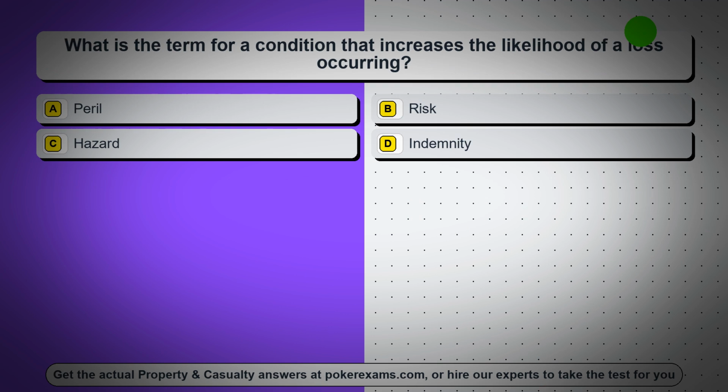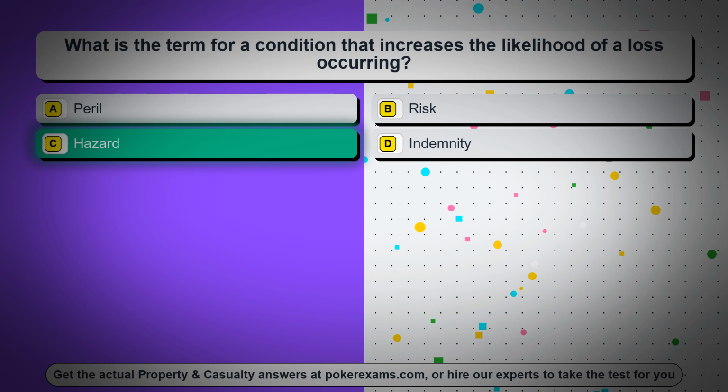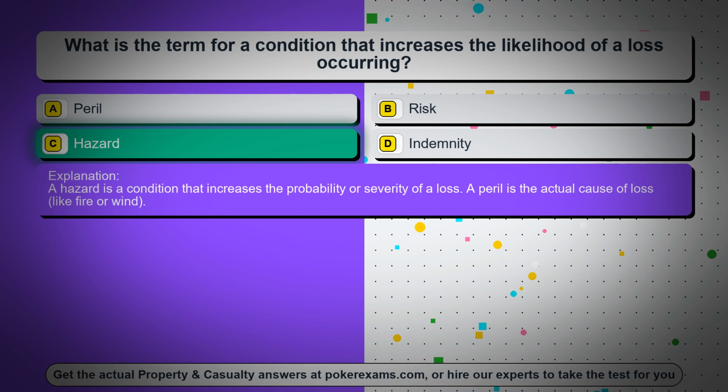Question 33. What is the term for a condition that increases the likelihood of a loss occurring? Option A, peril. Option B, risk. Option C, hazard. Option D, indemnity. The correct answer is option C, hazard. A hazard is a condition that increases the probability or severity of a loss. A peril is the actual cause of loss, like fire or wind.